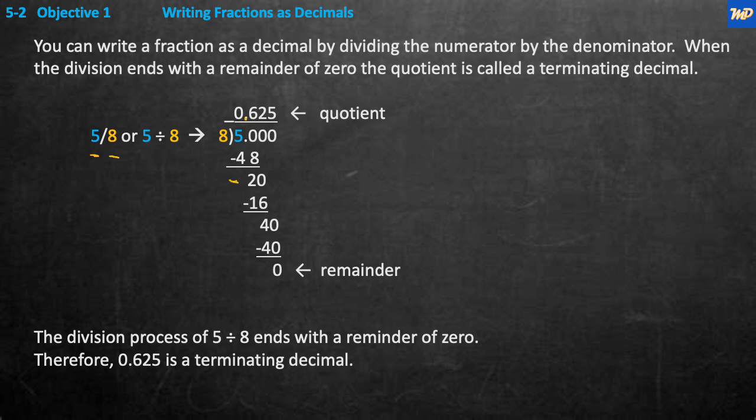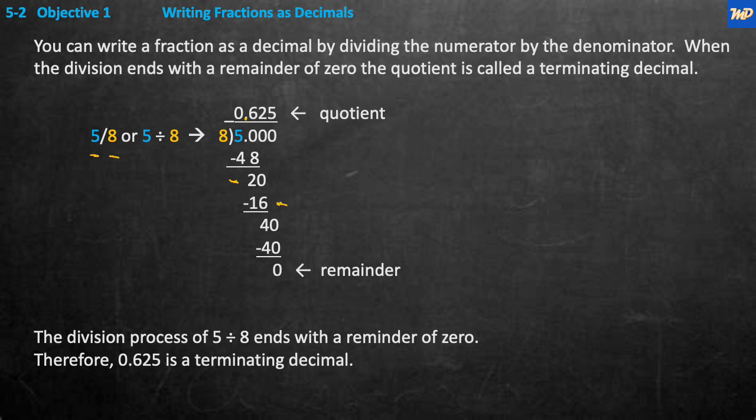Here's the 2. Now 8's not going to go into the 2, so we bring down a 0. Once you do the subtraction, you bring down the next 0. So now you say 8 goes into 20. Does it? Yes. How many times? 2 times. So we write the 2 on the top. 2 times 8 is 16. Here's the 16 right here, and we subtract it from the 20.